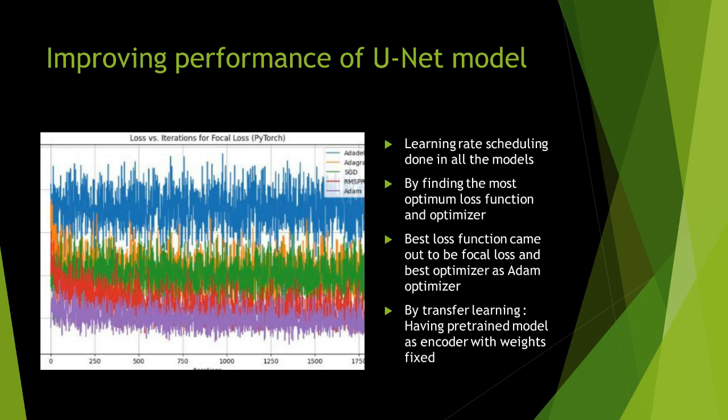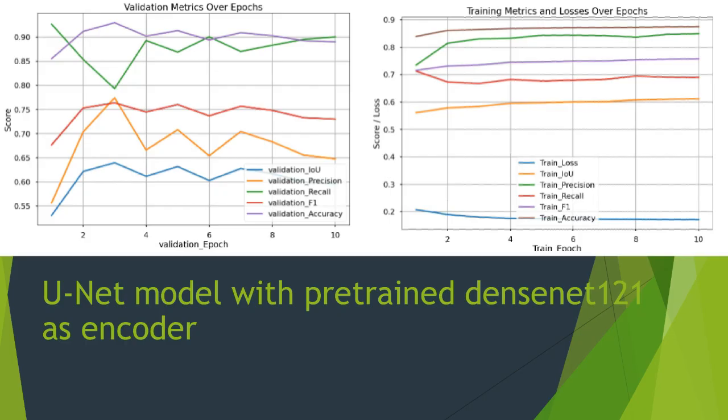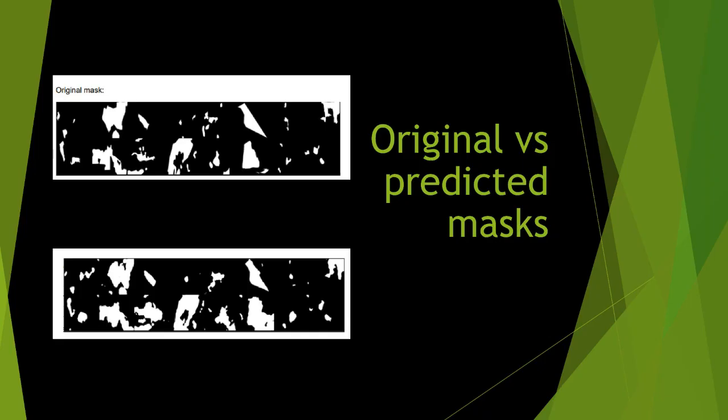Coming to DenseNet, DenseNet is a deep neural network architecture that maximizes feature reuse by connecting each layer to every subsequent layer. This dense connectivity improves the information flow, encourages feature reuse, which is very important, and enhances the model's performance. Our model pre-trained on DenseNet 121 gave an accuracy of almost 90% and an F1 score of about 74%.